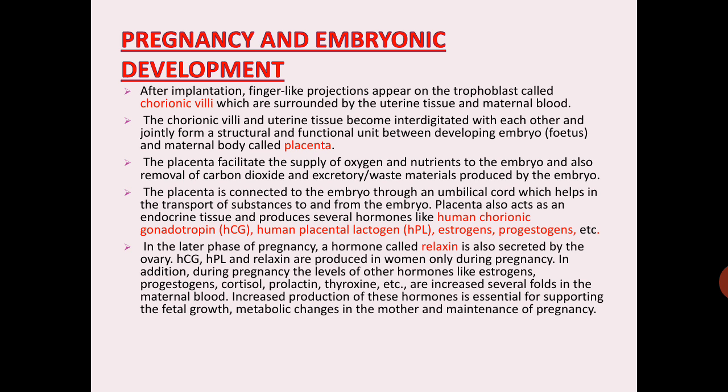The chorionic villi and uterine tissue become interdigitated with each other and jointly form a structural and functional unit between the developing embryo and the maternal body, called the placenta. Both of them become interdigitated with each other to form the placenta.